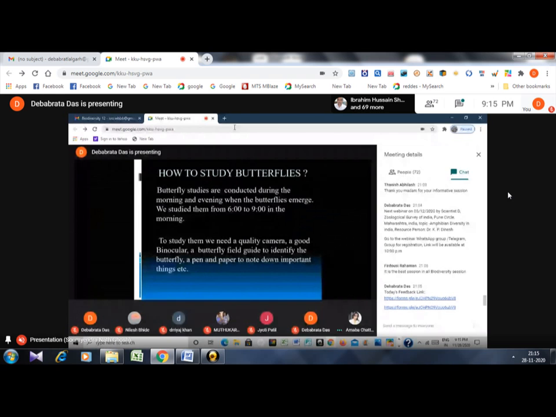And to study a butterfly, you will obviously need a good quality binocular. The blues, the very, very tiny butterflies, could be spotted at a far distance. That's why you need a binocular to spot them and to identify them. But if you don't have a binocular, then you need a good quality camera or a zoom camera. And you obviously need a butterfly guide to identify the butterfly. And you will need a paper and a pen to note down the important things.